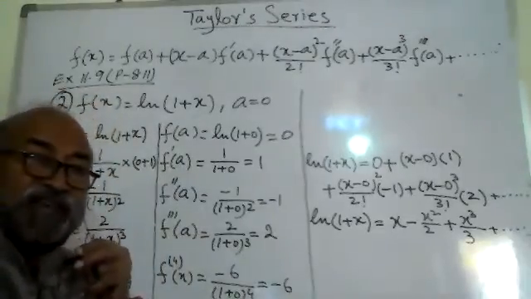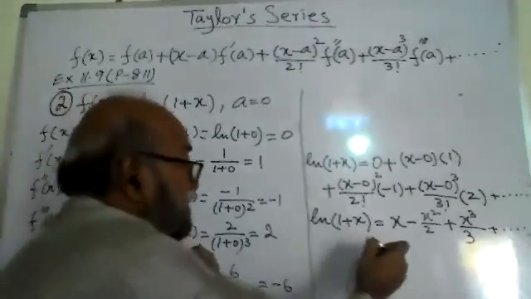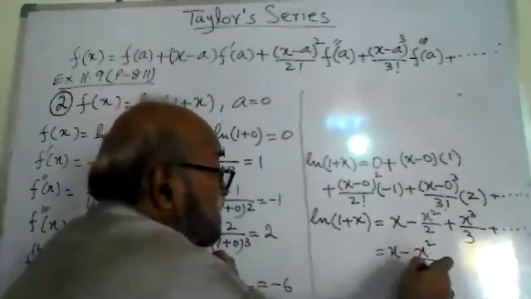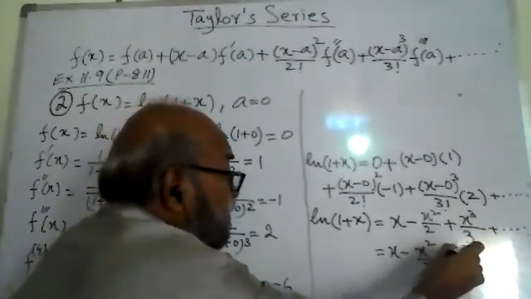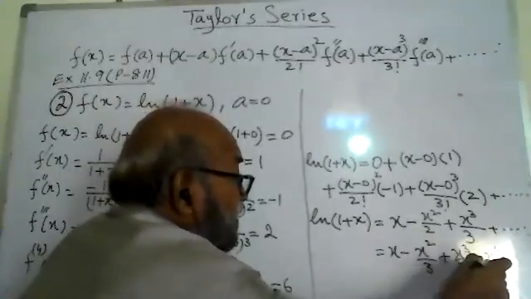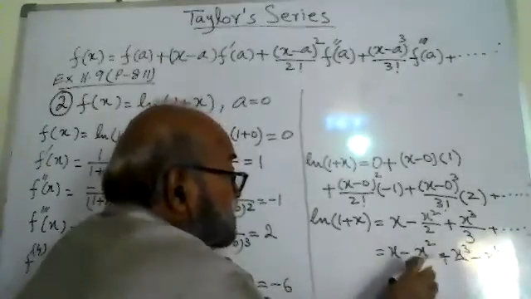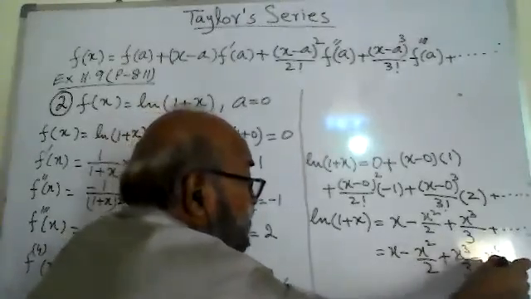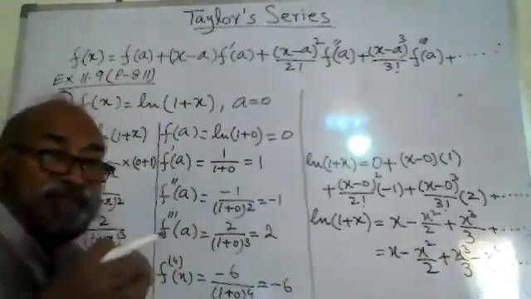Now here also we can predict the first term is x, the second term is x square upon 2, the third term is x cube upon 3, then minus x4 upon 4. This is 2, this is 3, 4, and so on. We can predict.